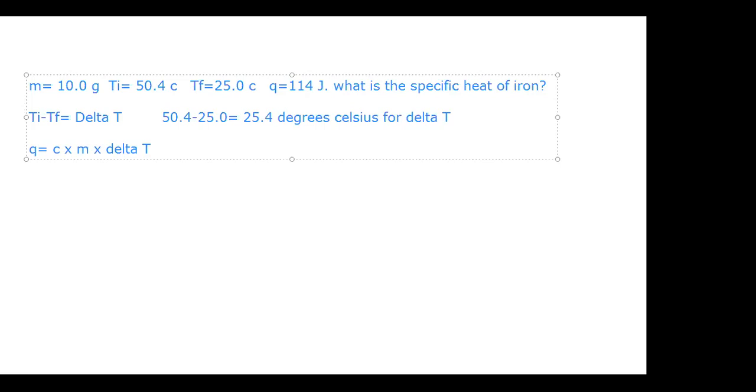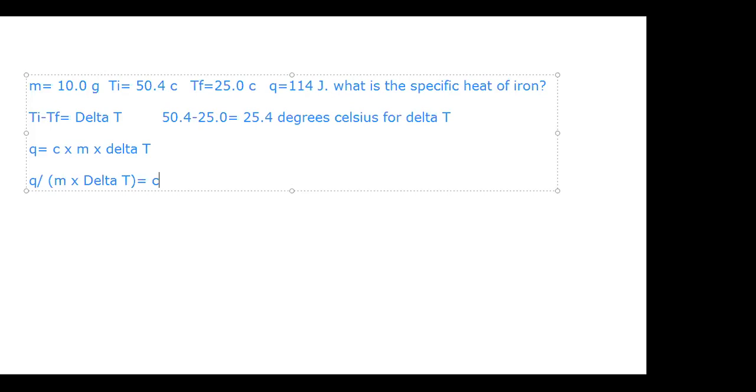Okay, so you can plug those in right now and start solving for it, but if it were me, I would probably just set it up. I know that I need to isolate C by itself. We're looking for the specific heat. So what I would do is take M times delta T and divide it over to the other side. So you're going to have Q divided by M times delta T equals C, okay?